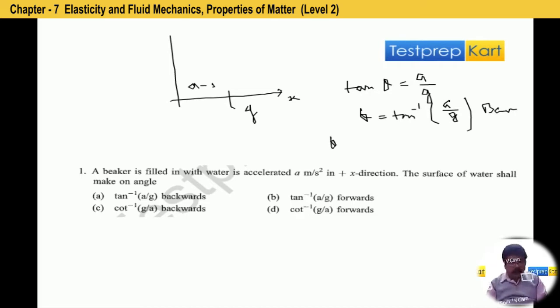So similarly, if tan is true, then cot should also be true. Tan theta, a by g backwards, is equal to 2. Cot theta, g by a backward, is also 2. So the answer should be B, C.